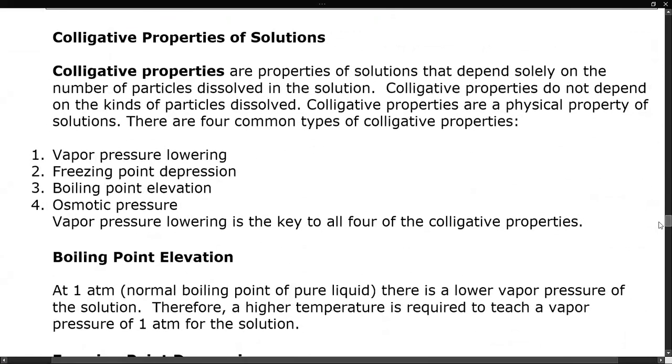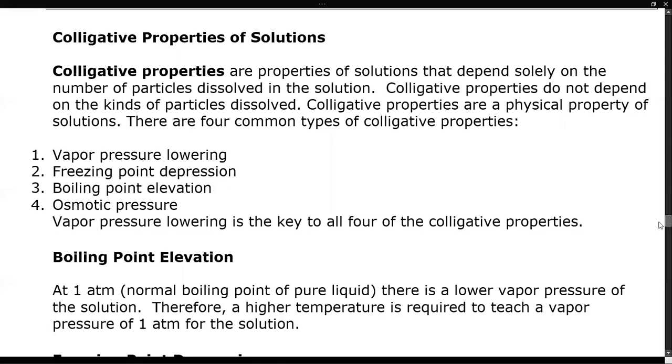Colligative properties. Colligative properties are those properties that depend only on the number of particles dissolved in the solution. They don't depend on things like kinds of particles dissolved. Colligative properties are a physical property of the solutions. Things like vapor pressure, freezing point, boiling point, osmotic pressure. Vapor pressure is key to all those other properties.